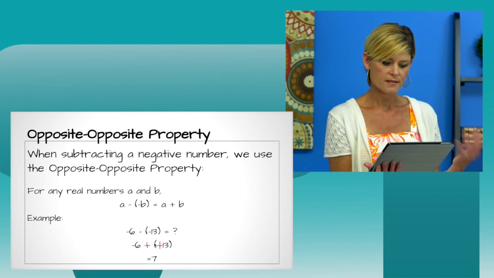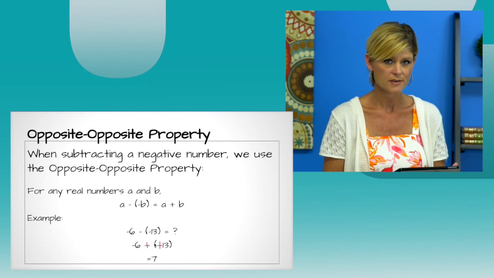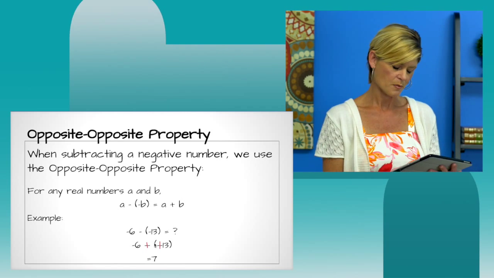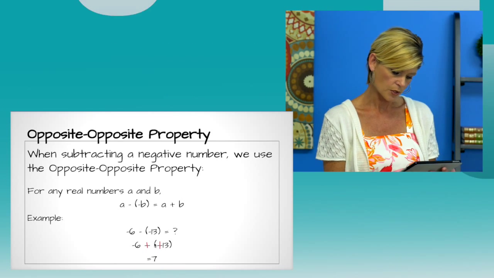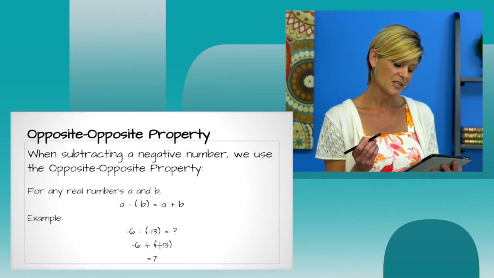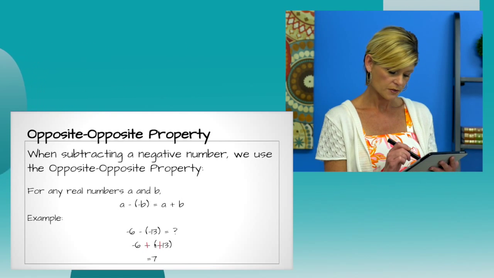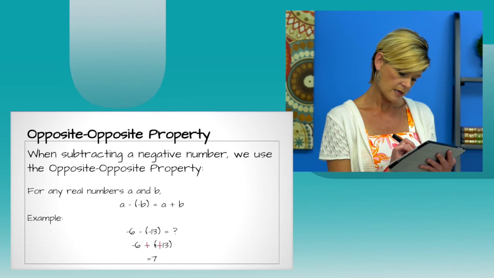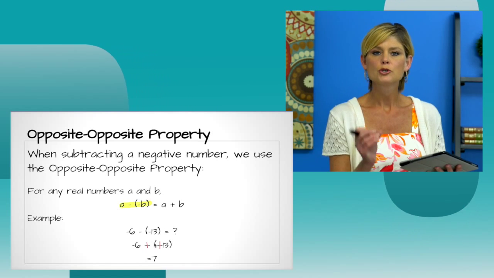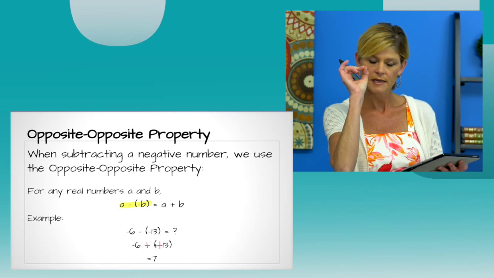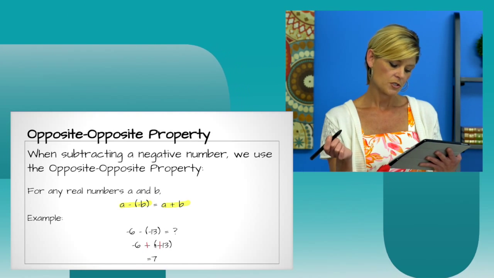One of my favorite things when I'm subtracting rational numbers is the opposite property, because it's fun and simple if you can just keep it in your memory. The opposite property reads like this. When you are subtracting a negative number, we use the opposite property. If we have A and B, assuming that they're real numbers, and it's written like this, A minus negative B, those two minus signs together, the minus sign and the negative sign, can both be turned into a plus and a positive. It turns into A plus B.